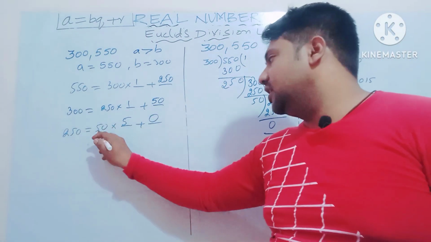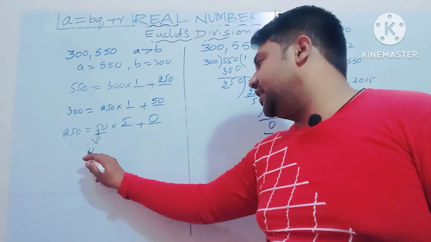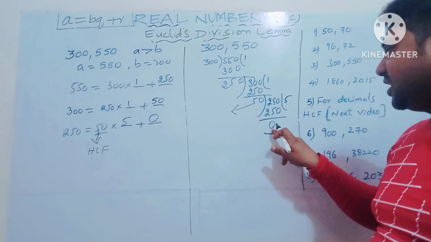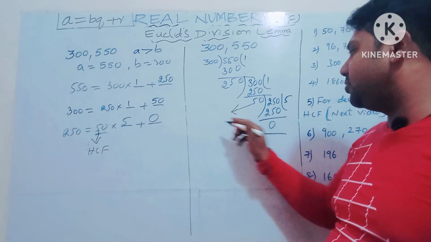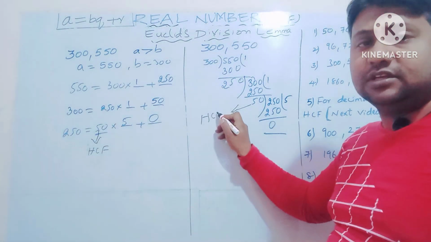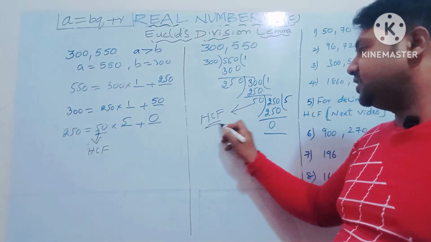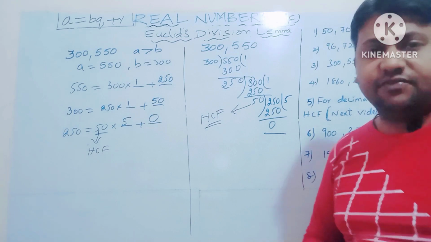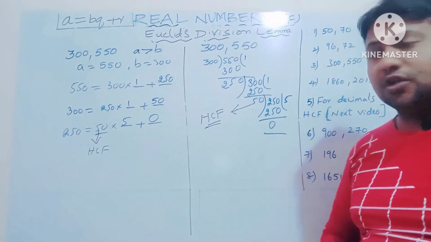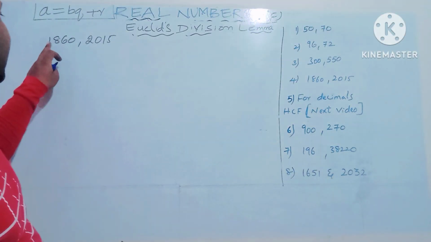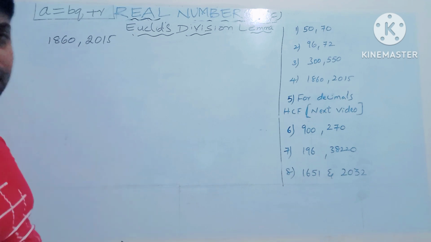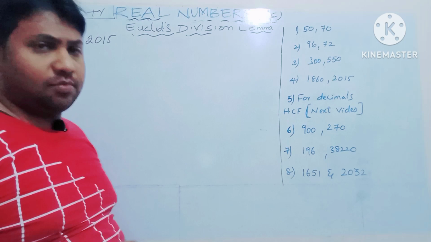What is our HCF? HCF for the above two numbers is how much? 50. Our remainder became 0 here. Our division stopped. So our HCF is 50 for both numbers 300 and 550. Understood? So the next problem is 1860 and 2015. We should find the HCF for this problem.